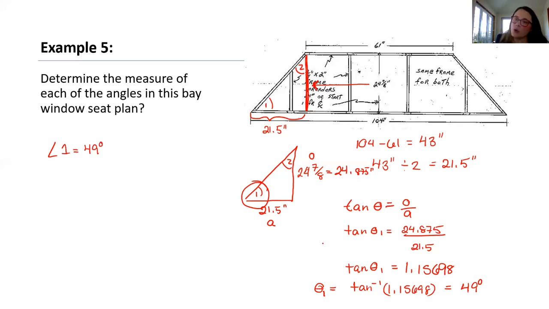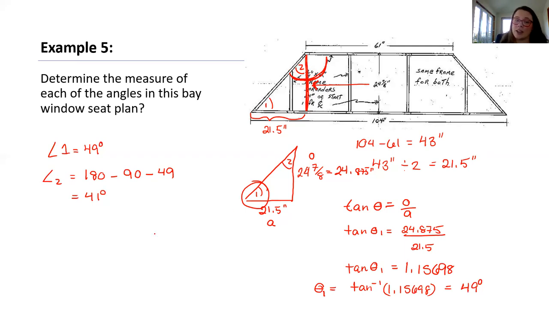Now, do you remember from before, all of the angles in a triangle add up to 180 degrees. So if we want to find angle 2, it's equal to 180 minus the 2 angles that we know. So 180 minus 90 minus 49, and you will find that you get 41 degrees. So we didn't even have to use extra trig for that one. The only issue is, if you look at the plan, we figured out what angle 2 is, but that's not the entire angle that you would have in the seat.